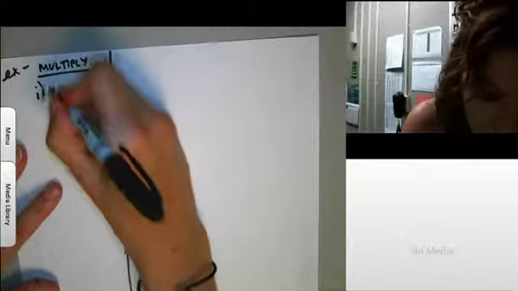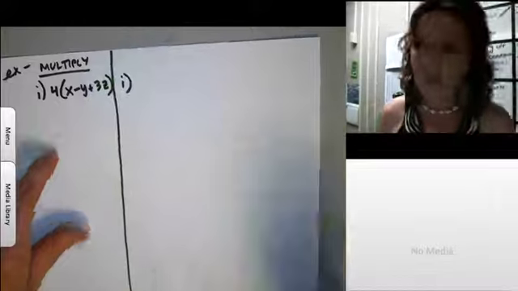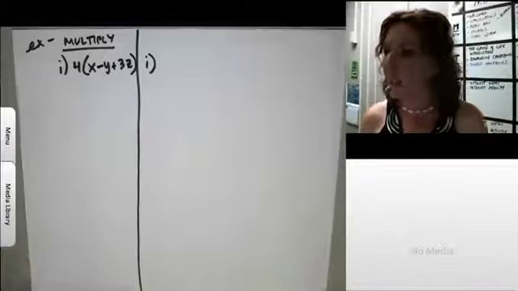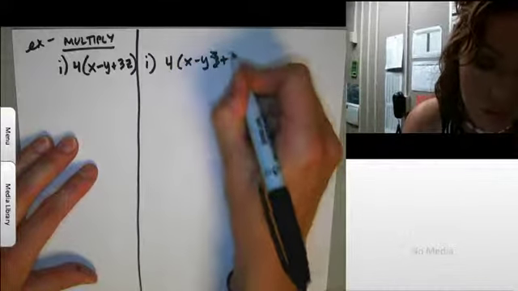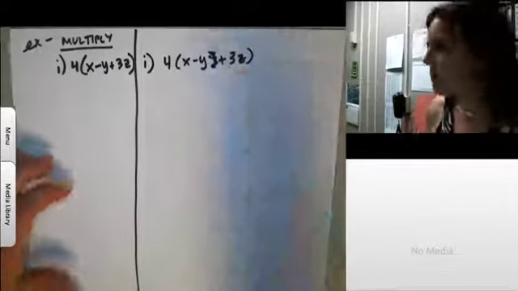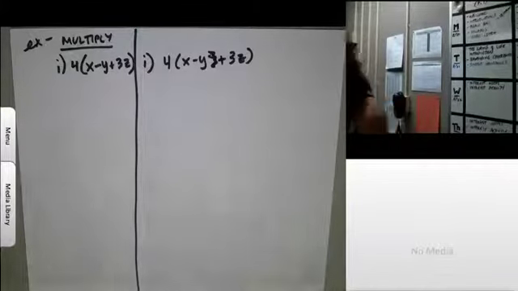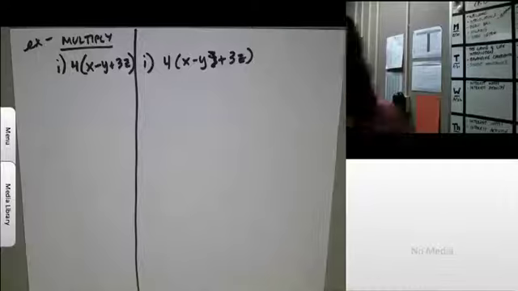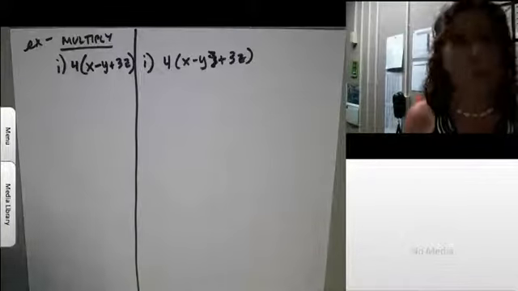All right, so we have 4 times, in parentheses, x minus y plus 3z. So 4 times, in parentheses, x minus y plus 3z. Sorry, guys. 3z. Let me go back here. Look at the one on the left. The one on the right's kind of messed up. Okay, so 4 times x minus y plus 3z. All I want to do is multiply here.